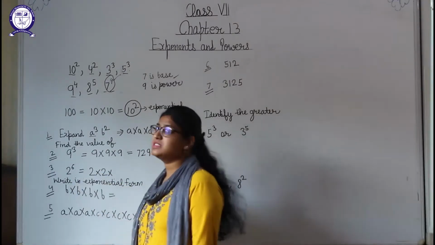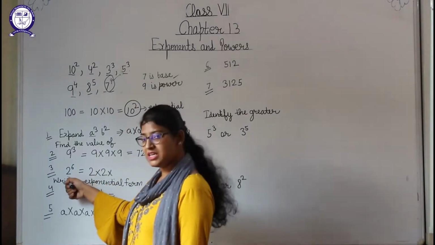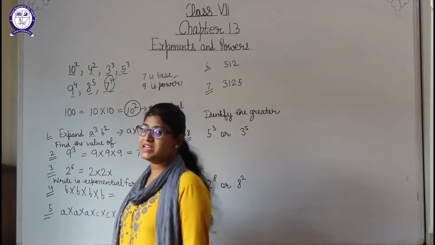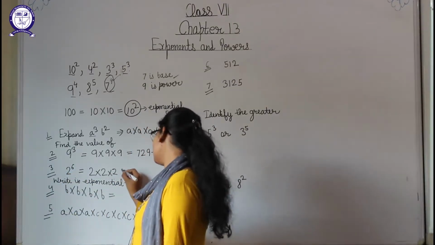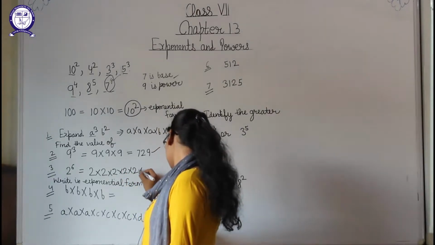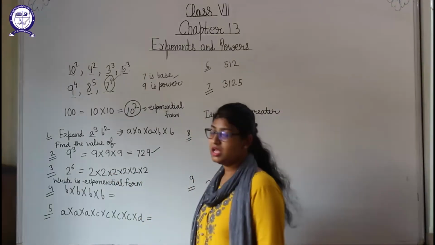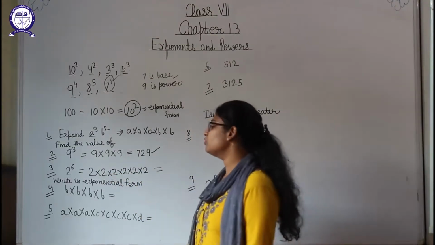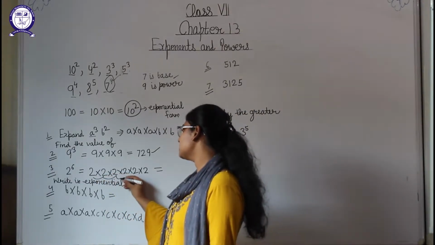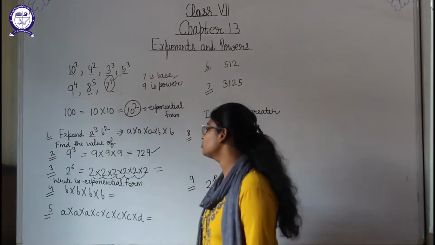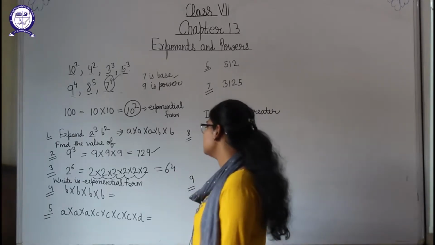Now 2 raised to the power 6. What will we write? 2 6 times, because 2 is the base here, so we write the base, and how many times? The number of the power. So here 2 into 2 into 2 into 2 into 2 into 2. I have written 2 6 times here, 1 2 3 4 5 6. Now to find the answer, we will multiply them. 2 2s is 4, 4 2s is 8, 8 2s is 16, 16 2s is 32, and 32 2s is 64. So here 64 is the answer.